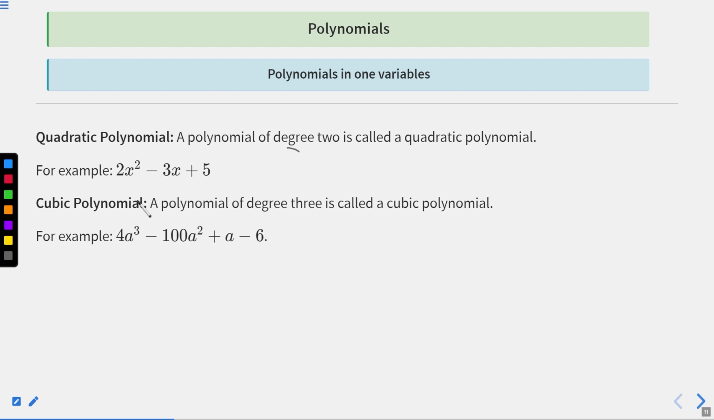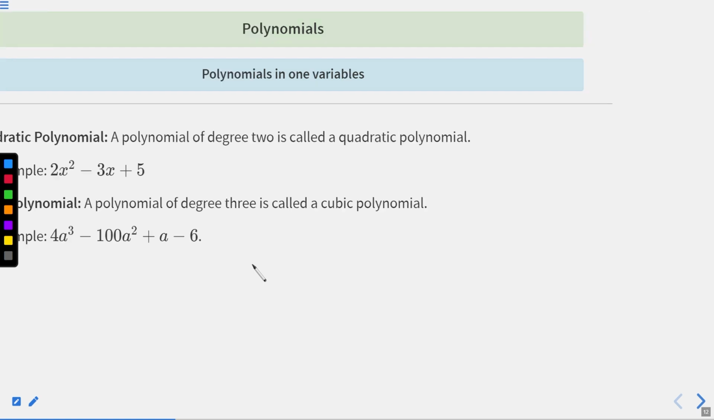Okay, and the third type based on degree is cubic polynomial. A polynomial of degree 3 is called a cubic polynomial. For example, you can take 4a cube minus 100a square plus a minus 6. Here you can see the degree of this polynomial is 3. So this polynomial is a cubic polynomial.